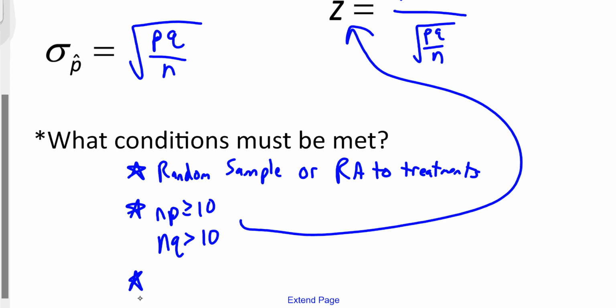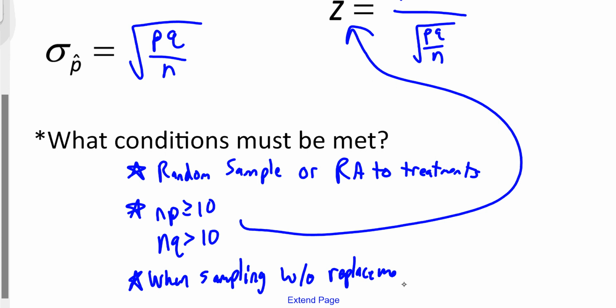We also need that 10% condition when sampling without replacement. We can't assume independence unless we have that condition met. N has to be less than 10% of the population. So these are the same conditions we've been dealing with, and those are going to be the same conditions we continue to work with today.